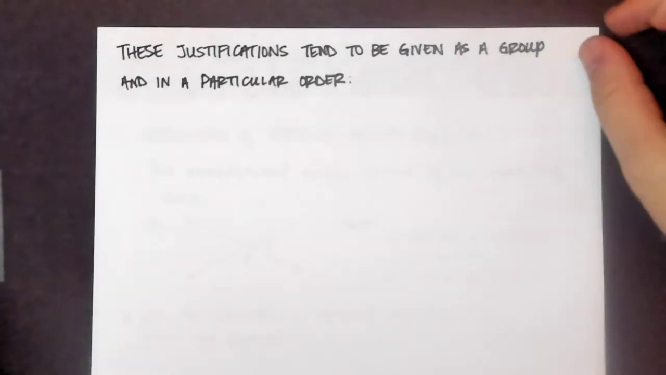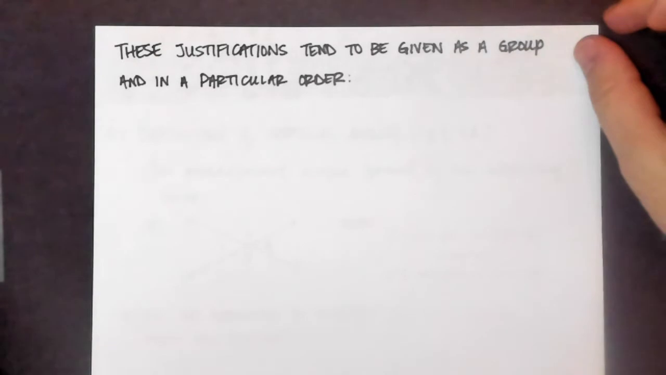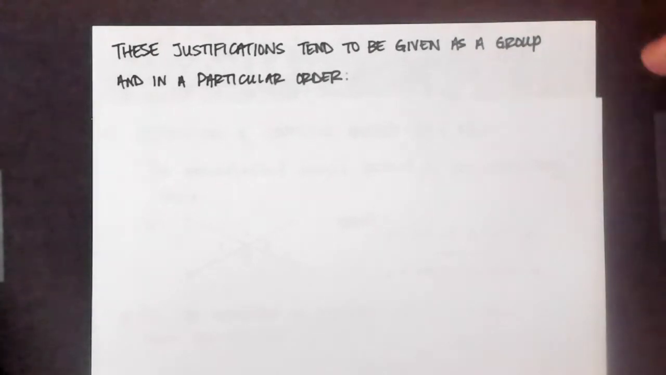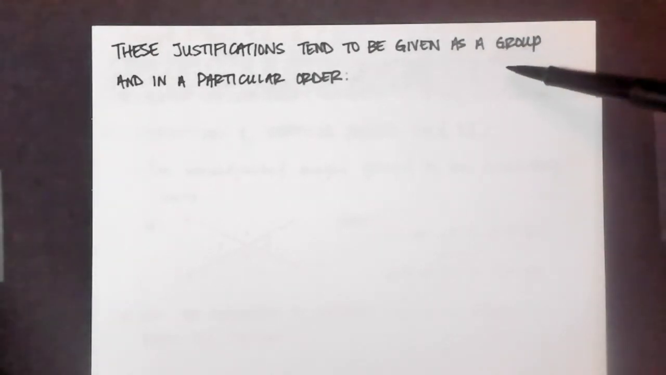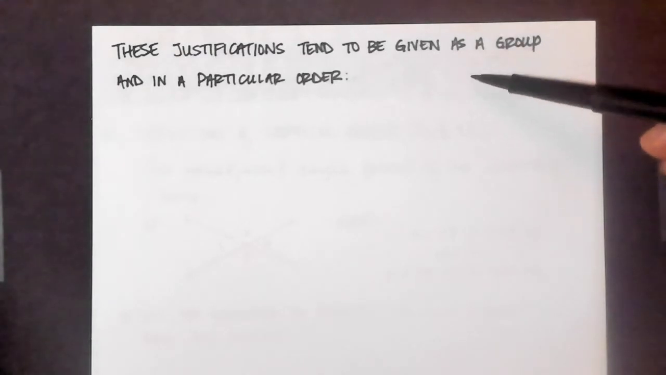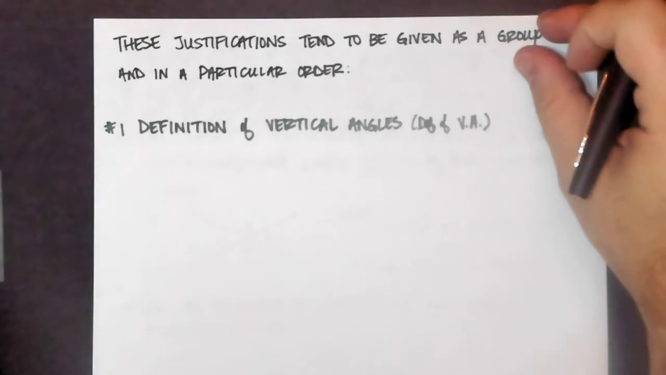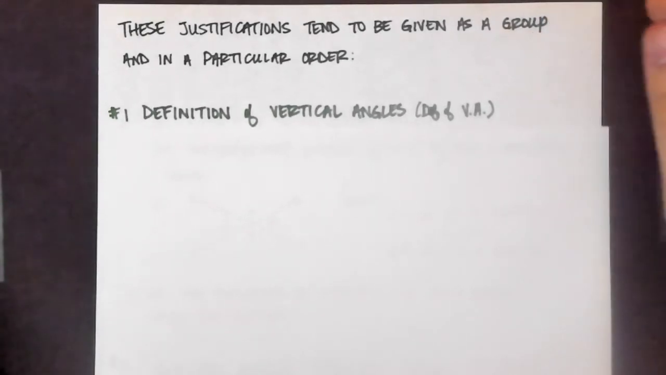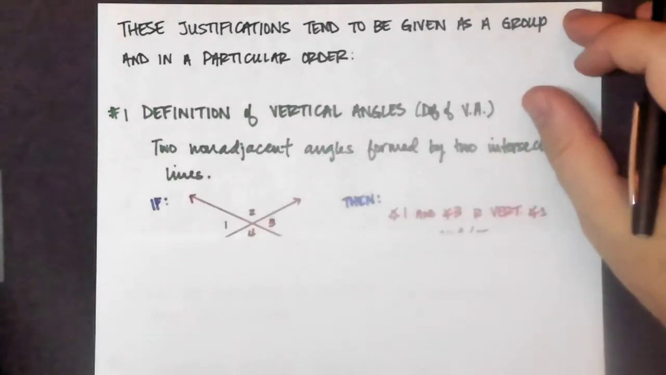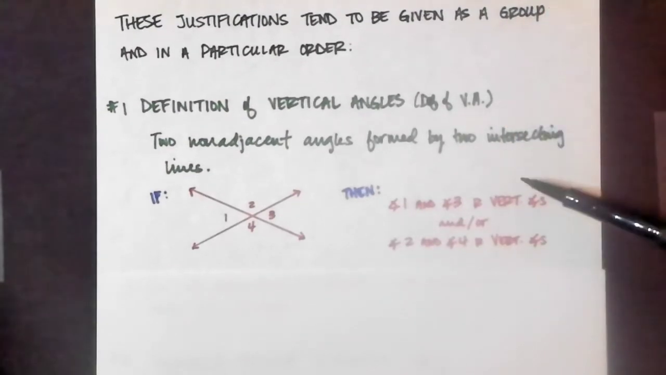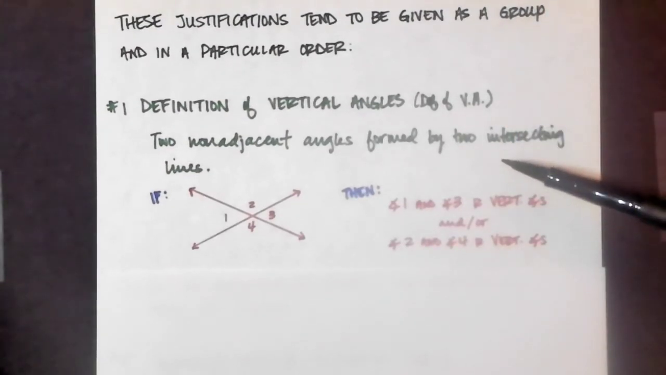Now, here are some more justifications that you'll see quite often dealing with angles, but these justifications tend to come in a group when you see them in proofs. So let's take a look at the first one: the definition of vertical angles. Well, our vertical angle definition, which we've discussed in the past, is two non-adjacent angles formed by two intersecting lines.